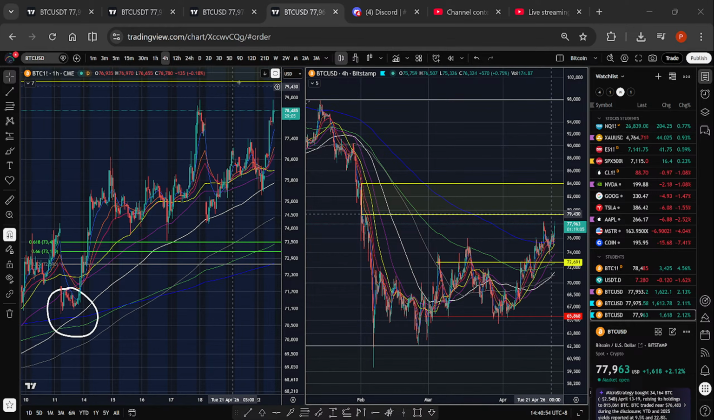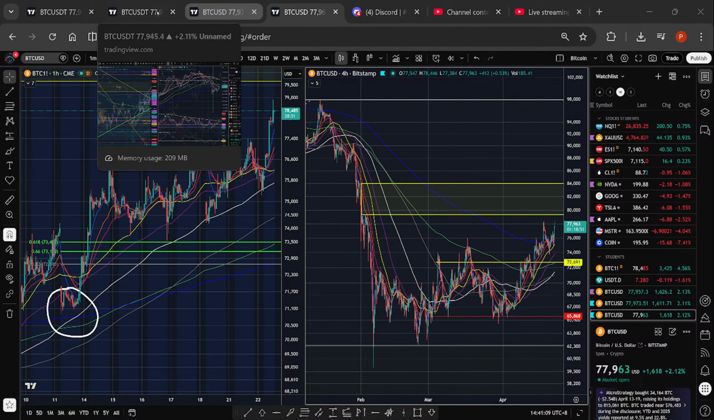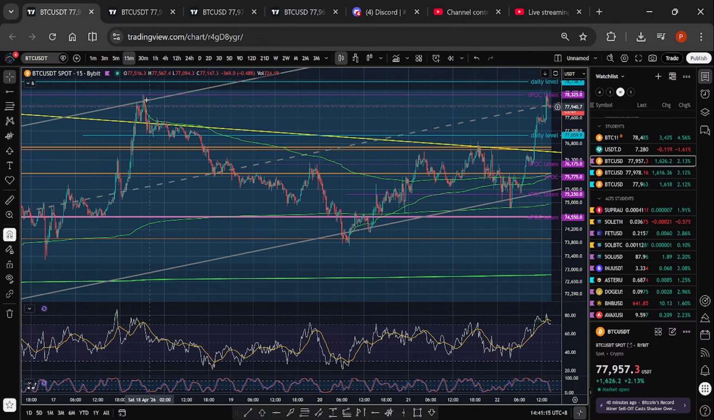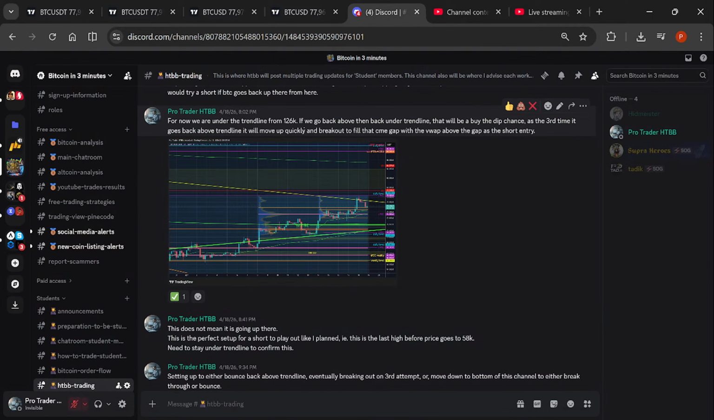I think it will be front run. This is the gap up here. I think it'll front run it first. So yeah, the short that we had going before here, and then I mentioned when it was here, and I said also here, if we go back under, it'll be the buy the dip chance. The third time it goes back under, and then it will go up. Okay, and it could even fill the CME gap.